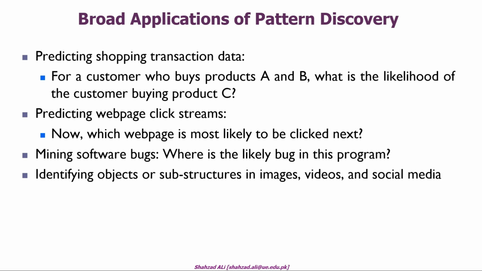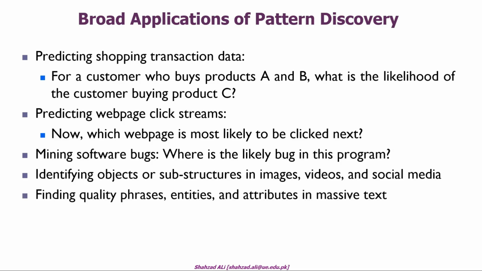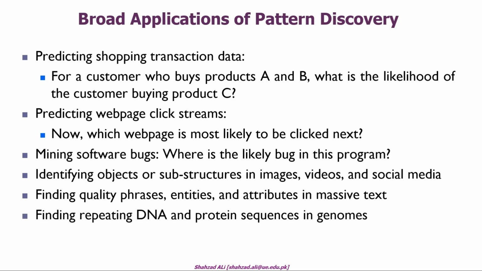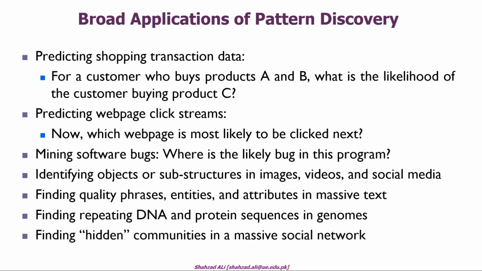in our subsequent lectures. It may also help in identifying objects or substructures in images, videos and social media. Similarly, finding quality phrases, entities, and attributes in massive textual data sets is also another application of association rule mining. It may also help in finding DNA and protein sequences in genomes, and finding hidden communities in massive social networks, like Facebook, Twitter, and other similar social networks.